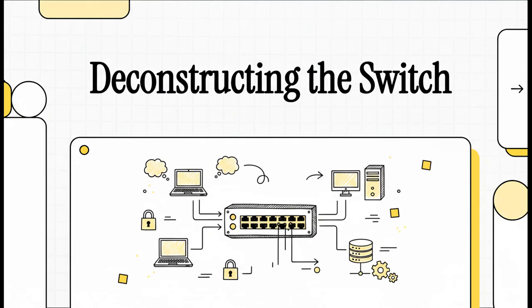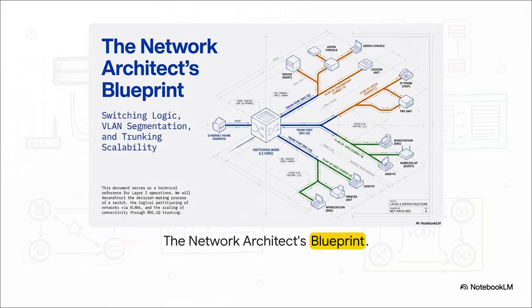All right, today we're going to talk about one of the unsung heroes of any network, the Layer 2 switch. We're going to pull back the curtain and really deconstruct it, from how it actually thinks to how we can get in there and command it to build faster, smarter, and more secure networks. Okay, let's just dive right in.